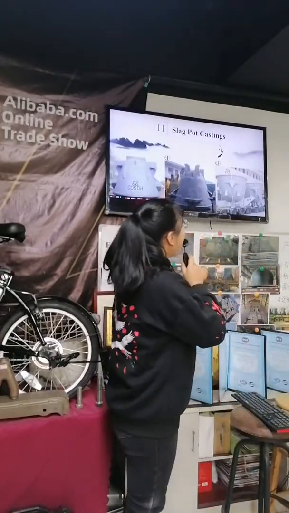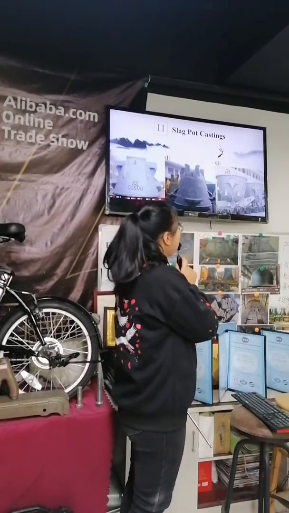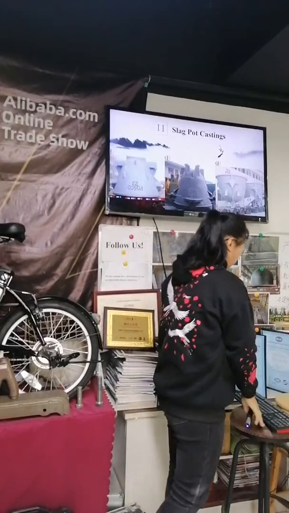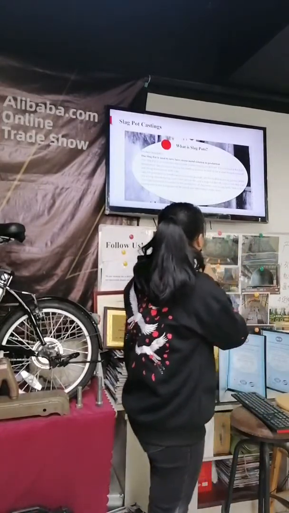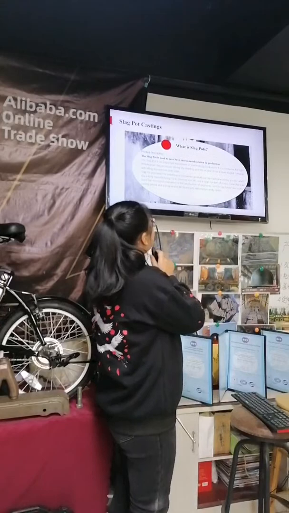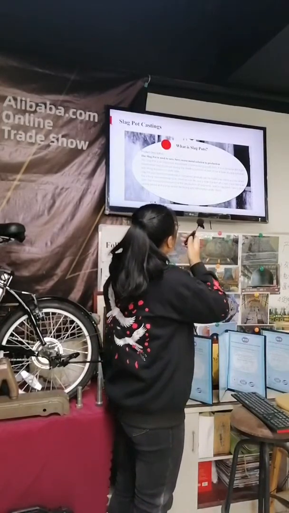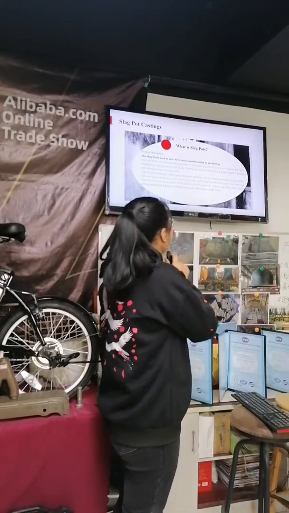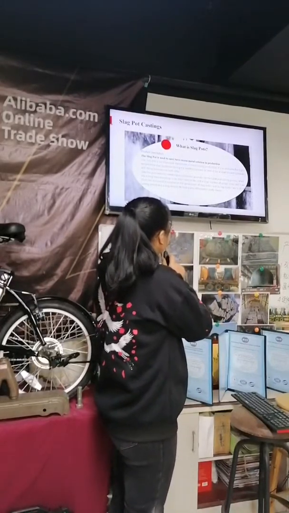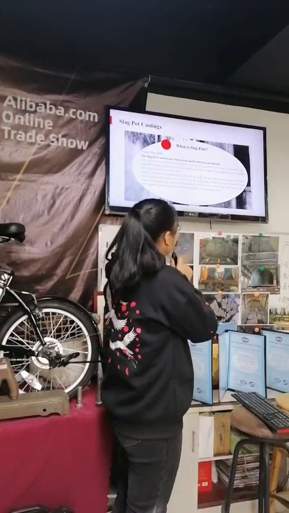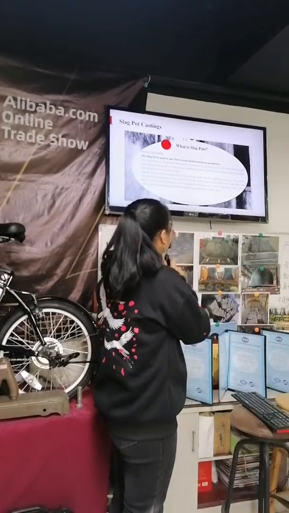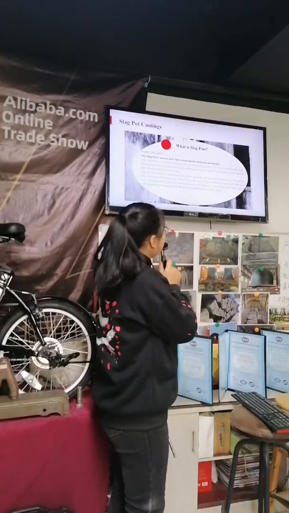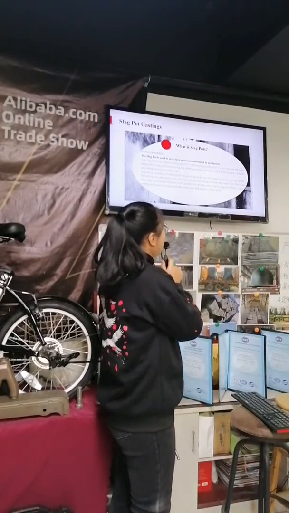Next, part 2, slag port. What is slag port? Products description. The slag port is used to hold excess melting solution in production. The slag port is an important equipment in steel making production.